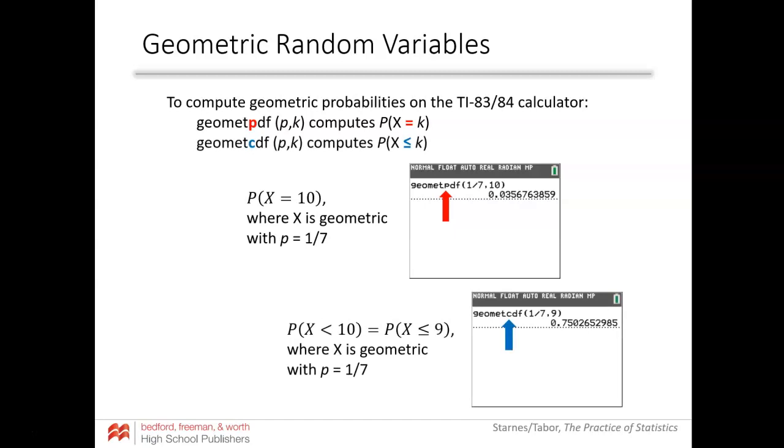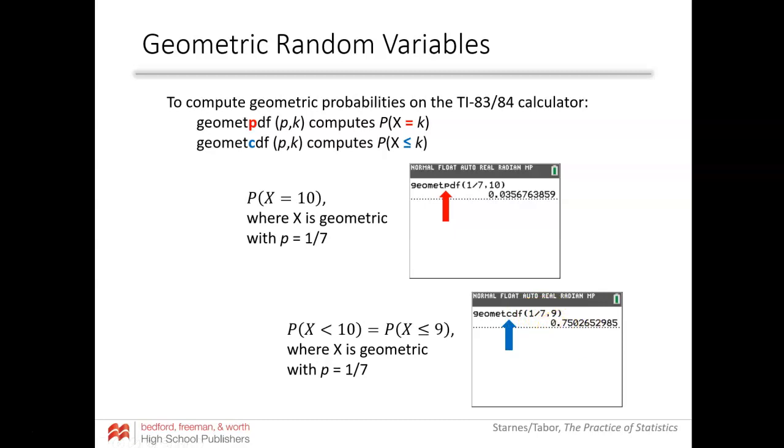Now for the follow-up question where it said less than 10, remember all these distributions measure from that point to the left. So less than 10 would be 9 and less. So when we enter this time it's a geometric CDF because they want you to accumulate all those numbers to the left and then up to 9, and they want you to stop at the 9. And then looky there, 75%.